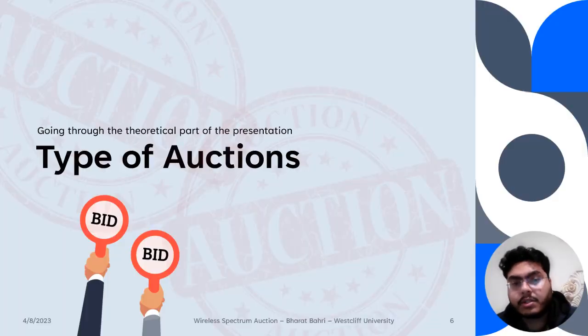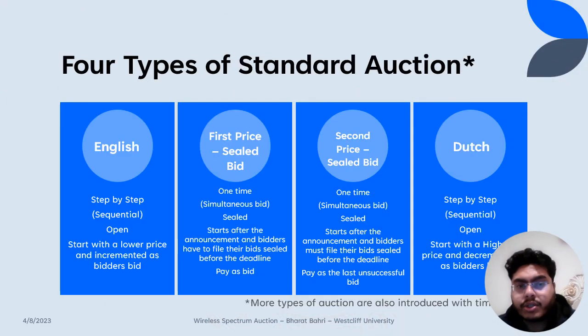So the types of auctions that are given in the question prompt are English, which is a step-by-step sequential auction. It's an open auction, so that means that everything is transparent and live to every bidder. It starts with a lower price, and with particular increments, the auction value increases, and the auction is won by the last bidder, who will have the highest price.